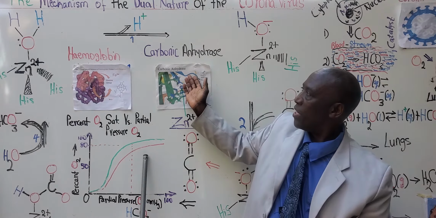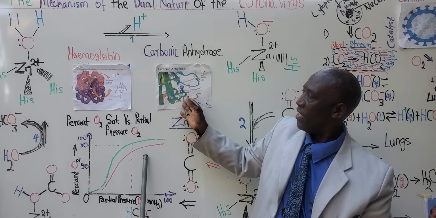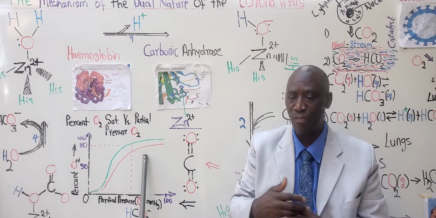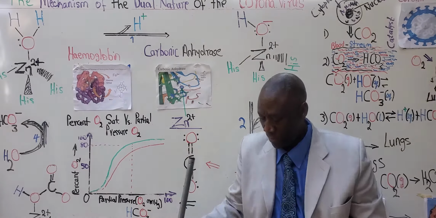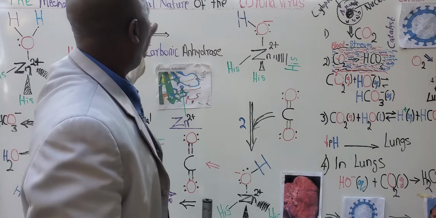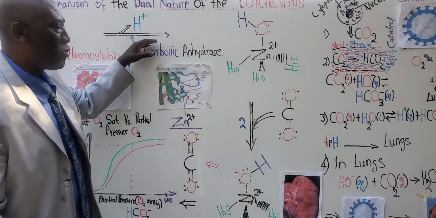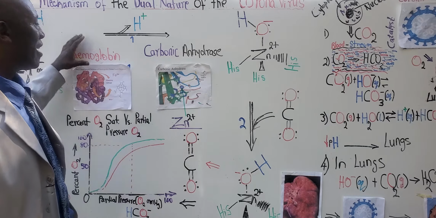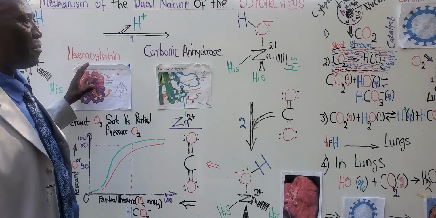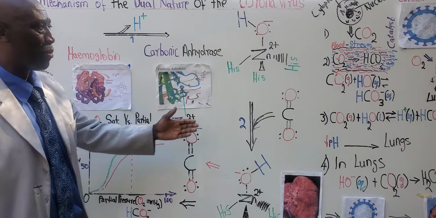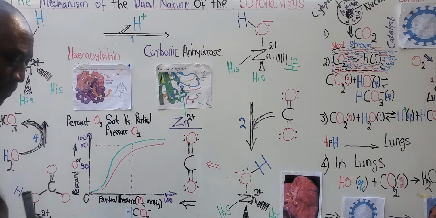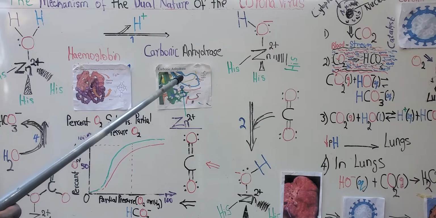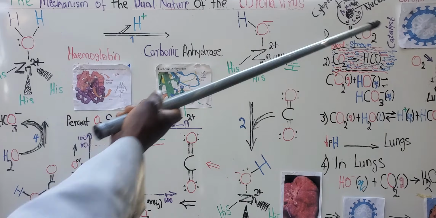The catalyst in the human body that speeds up the rate of chemical reactions is known as carbonic anhydrase, an enzyme, a biological catalyst. The mechanism of the dual nature of the coronavirus is about the interaction between carbonic anhydrase, the enzyme, and hemoglobin. Hemoglobin is the molecule that binds oxygen and transports it to the tissues for cell metabolism. Let's look at the mechanism of carbonic anhydrase so that we can comprehend the mechanism of the dual nature of the coronavirus.